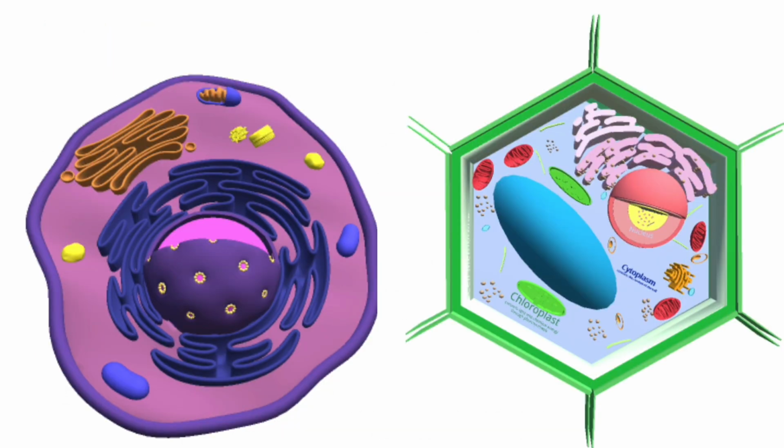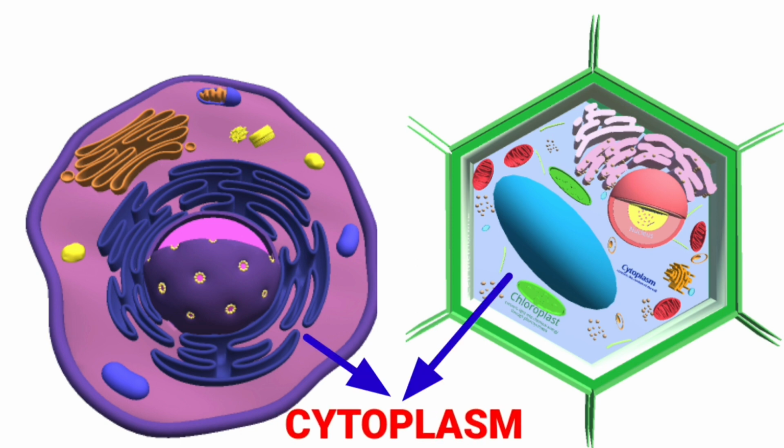Next, we are going to discuss the fluid content of the cell. What is it? The cytoplasm. The inner mass inside the plasma membrane, excluding the nucleus, is called cytoplasm. When the cell is young, the cytoplasm completely fills the space between the nucleus and the plasma membrane.